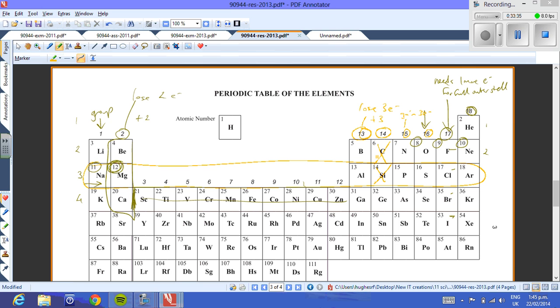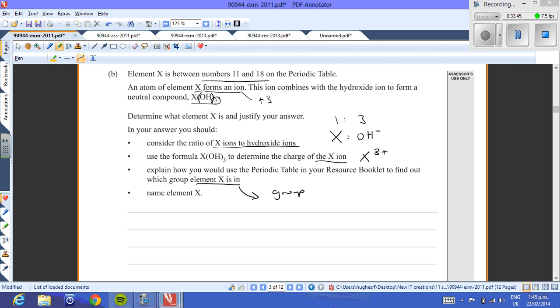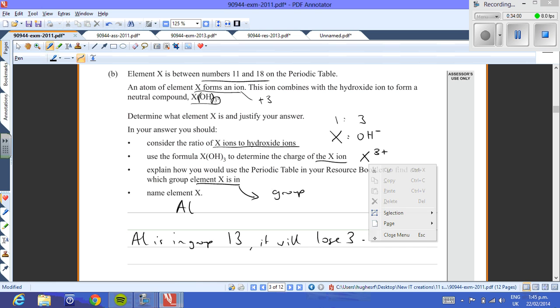So it has to be in group 13, and since we're dealing with elements from atomic number 11 to 18, it has to be aluminium. Has to be aluminium. So we go back to the question. Name the element. The element is aluminium. So aluminium is in group 13, comma, it will lose 3 electrons.